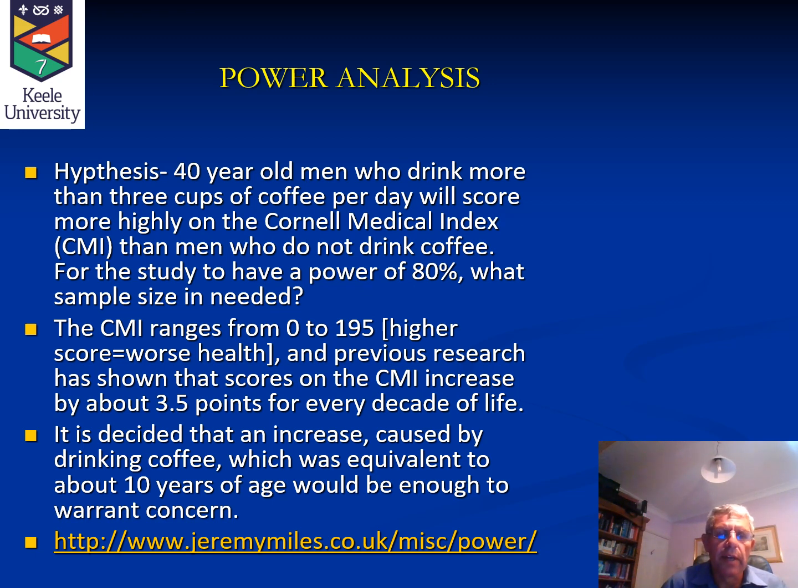First of all, we need to look at the range of the scale, and the Cornell Medical Index ranges from 0 to 195, where a higher score equals worse health. And we know from previous research that scores on the CMI increase by about 3.5 points for every decade in life. So it is decided that an increase caused by drinking coffee, which was equivalent to about 10 years of age, would be enough to warrant concern. So you can see, in order for us to conduct power analysis, we have to have some idea of the effect that we're looking for.